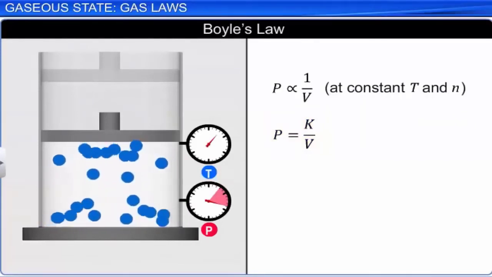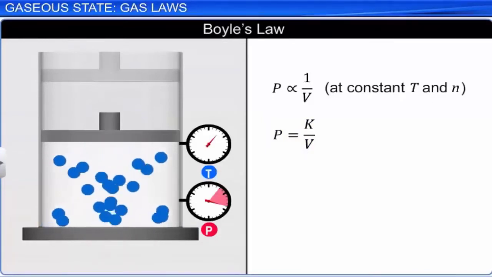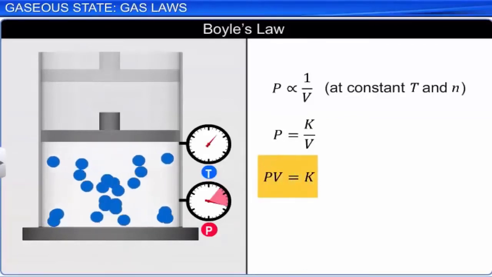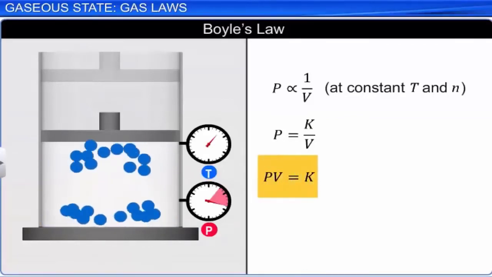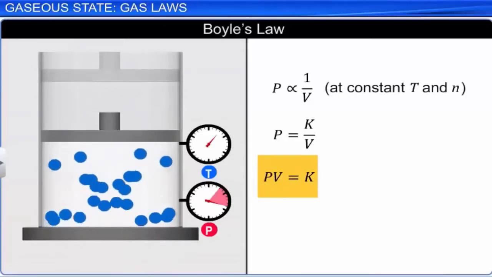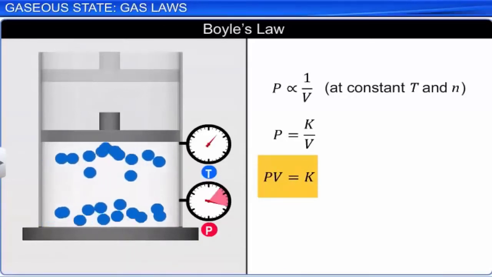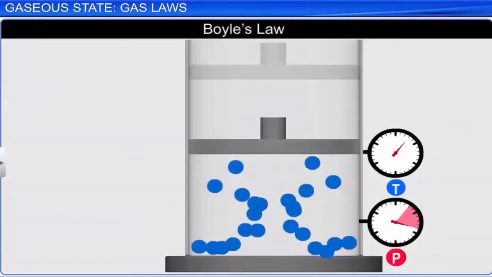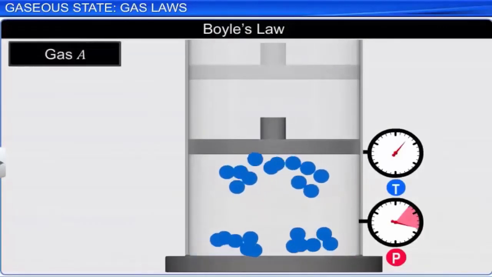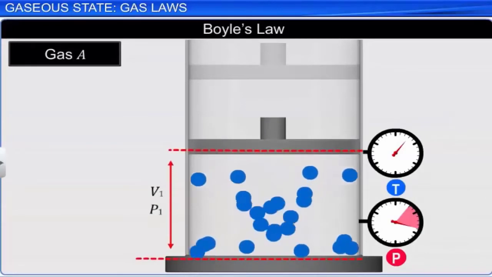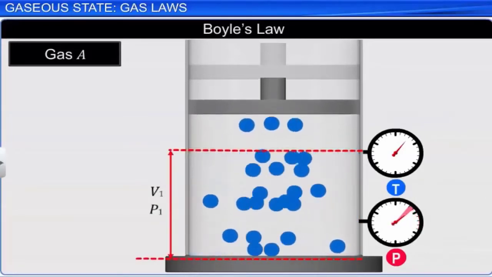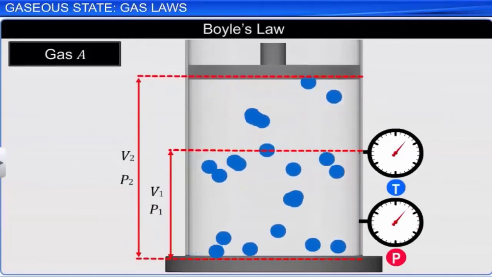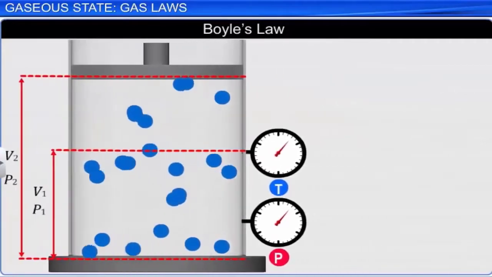On rearranging the equation, we get PV equals k. Or, in other words, at constant temperature, the product of pressure and volume of a fixed amount of gas is constant. For example, if n moles of a gas A occupying volume V1 at pressure P1 expands to volume V2 and pressure P2 at constant temperature, then P1V1 equals P2V2, which is constant.